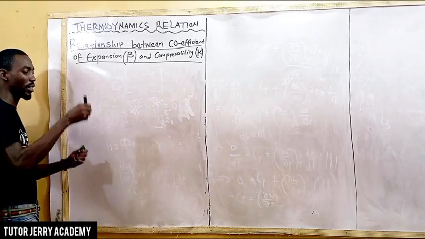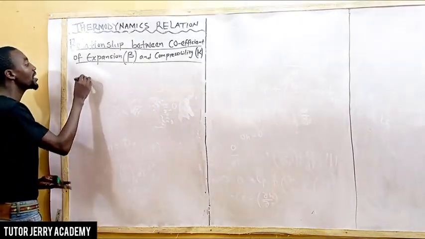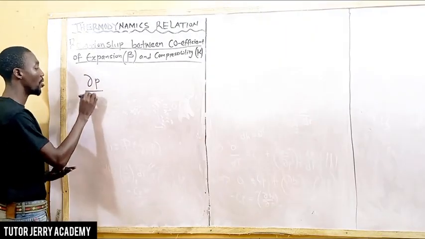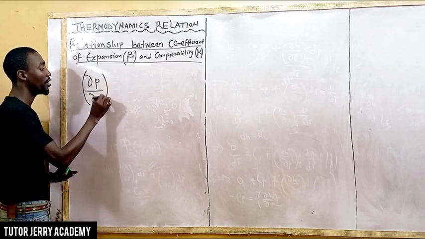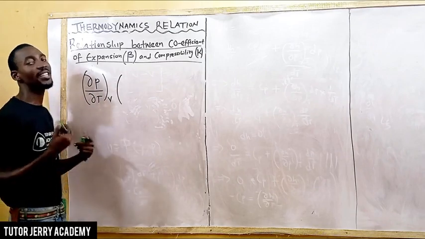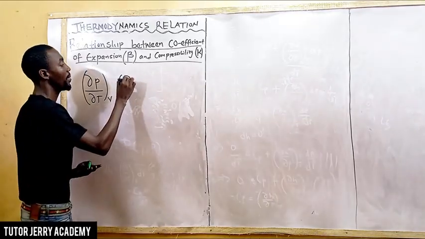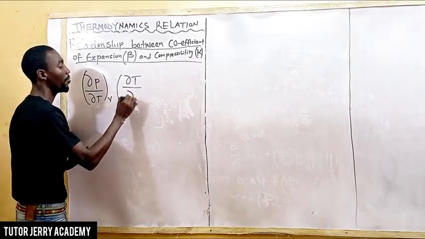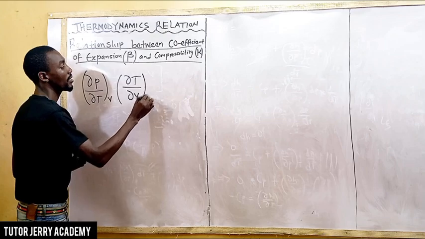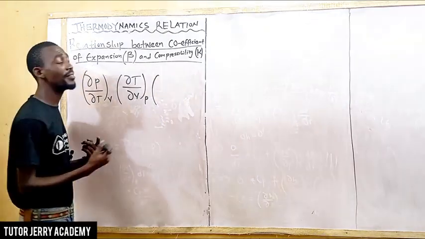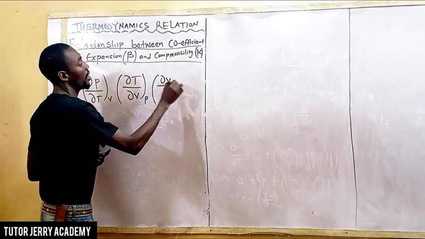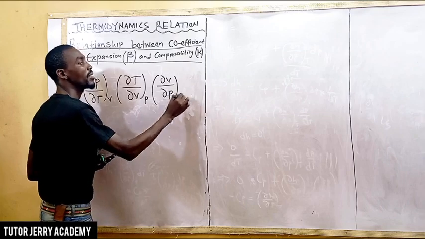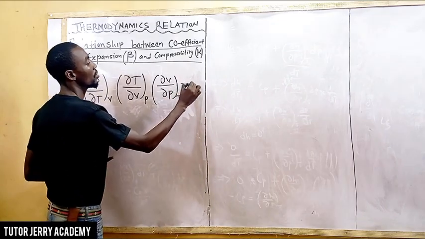All right, so you are going to recall carefully that the partial derivative of P over the partial derivative of T, keeping V constant, times the partial derivative of T over the partial derivative of V, keeping P constant, times the partial derivative of V over the partial derivative of P, keeping T constant, is equal to what?